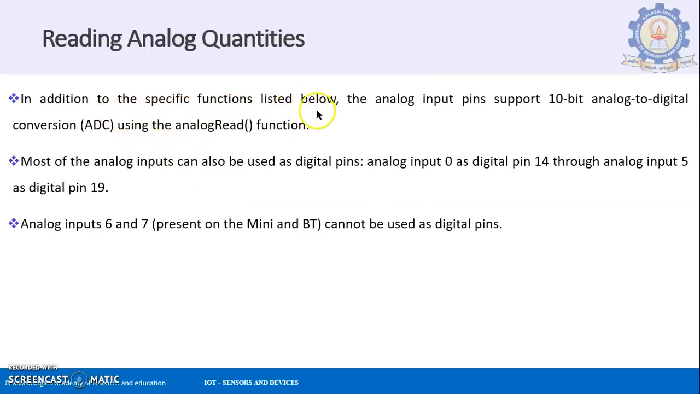In addition to the specific functions listed below, the analog input pins support 10-bit analog to digital conversion. So this particular analog pin has a 10-bit analog to digital conversion. The microcontroller is only able to understand digital values 0 and 1. The real world outside will provide you values that are not digital in nature, not changing discretely from time to time. So you need a converter over there that is going to convert that analog signal into a digital signal. And for that you have a 10-bit analog to digital converter, ADC.